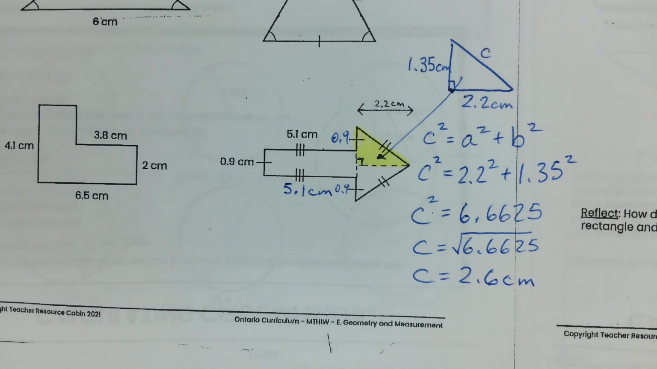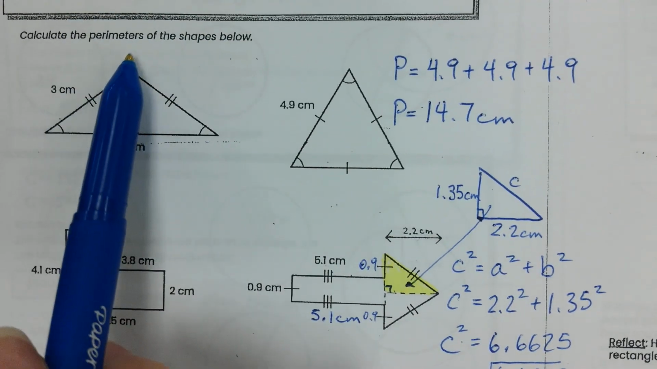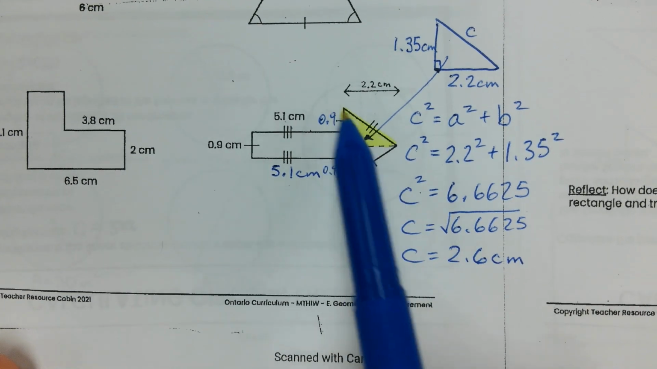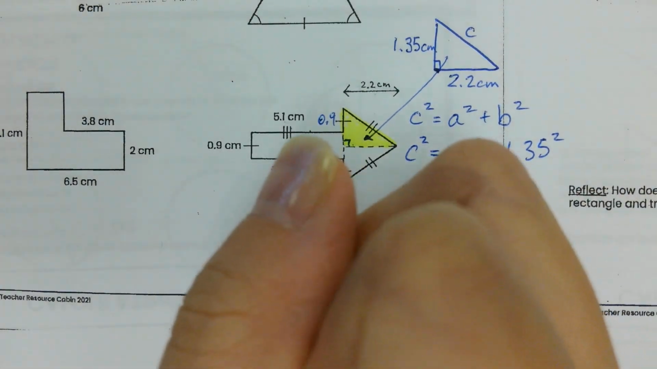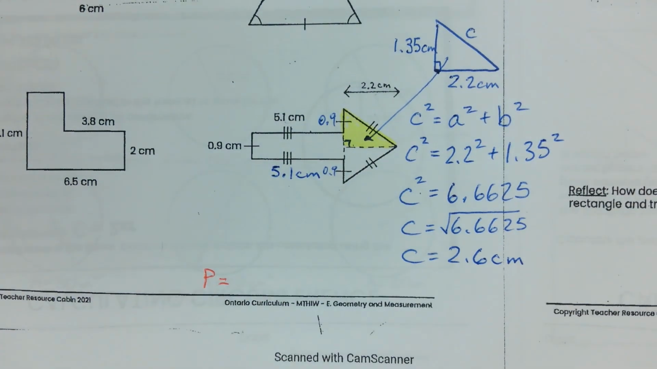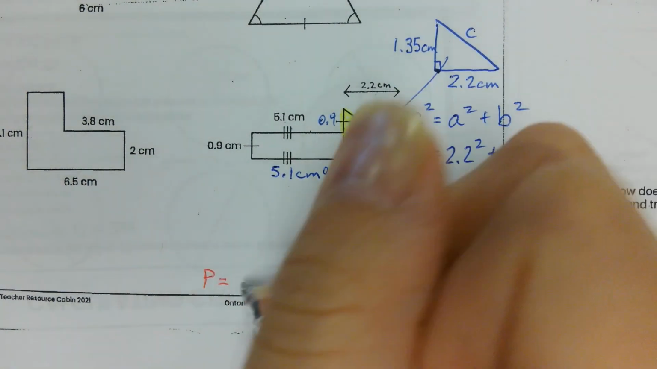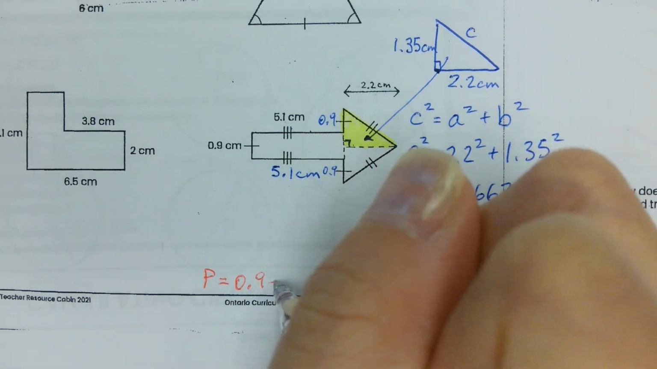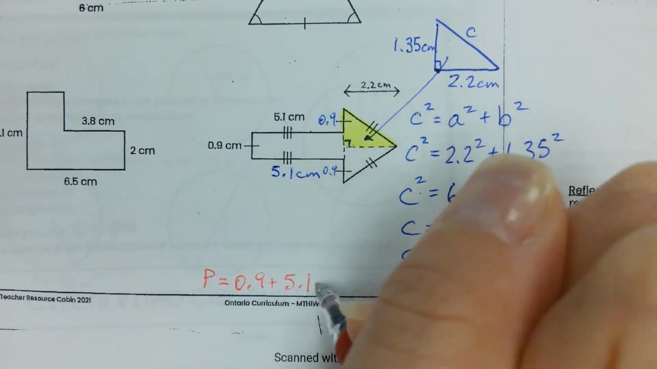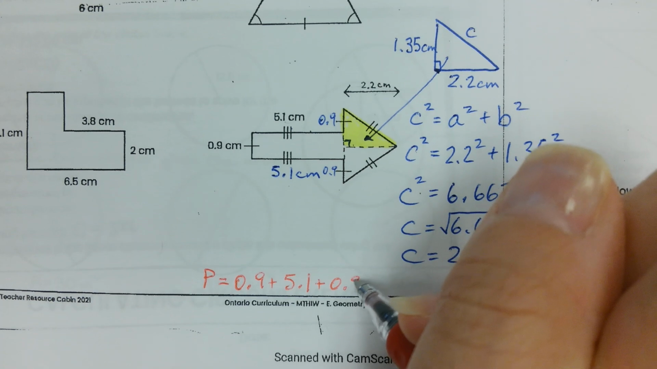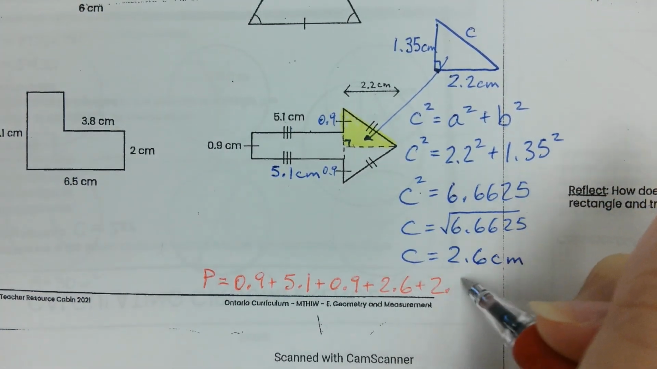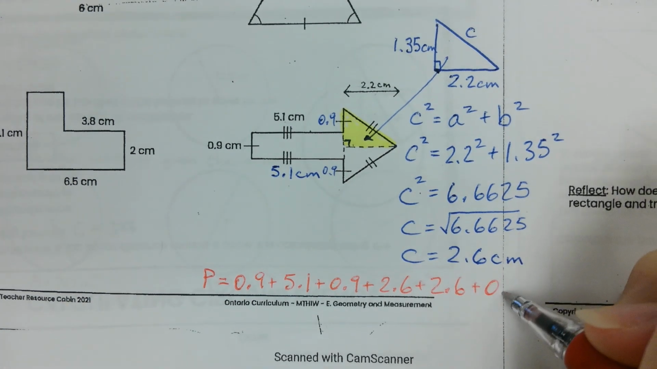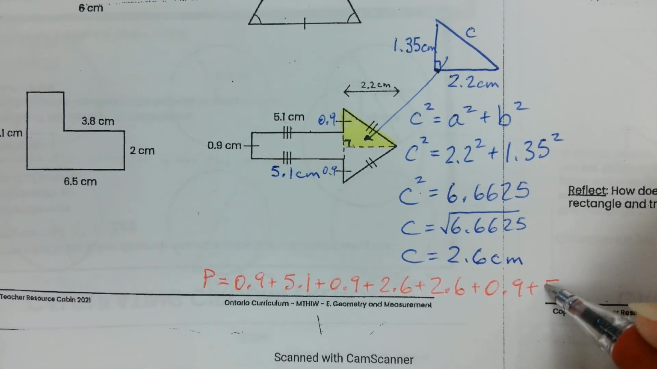Okay, I did all that math. Am I done the question? No, not even close. The question was asking me what is the perimeter. So all I did was find this length. Finally, to find my perimeter, I'm going to add 7 numbers because that's what Annie told me. 0.9 plus 5.1 plus 0.9 plus 2.6 plus another 2.6 plus 0.9 plus 5.1.